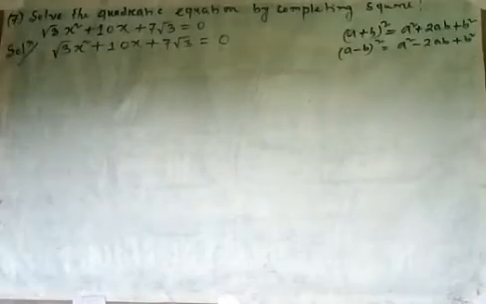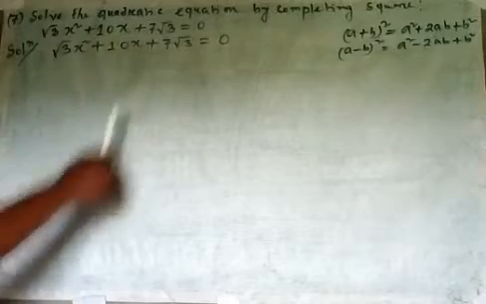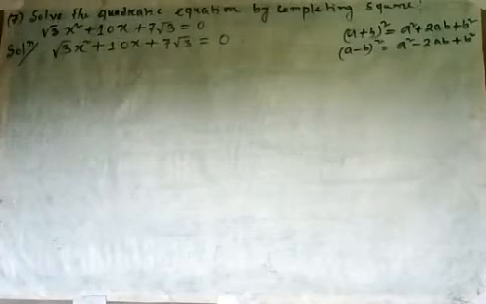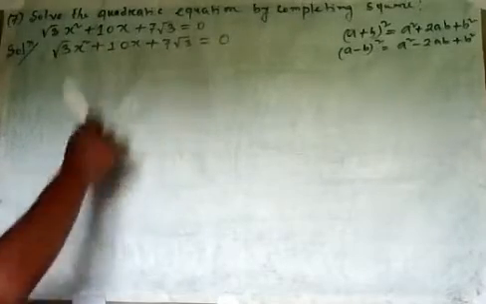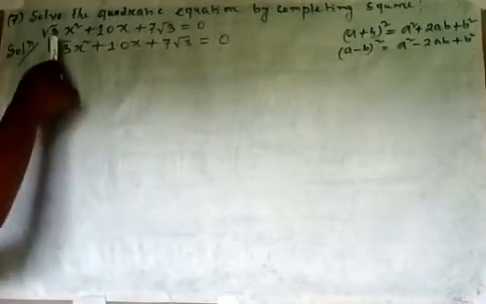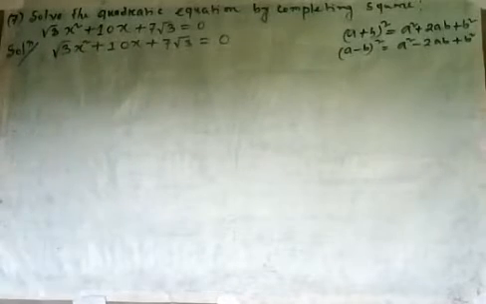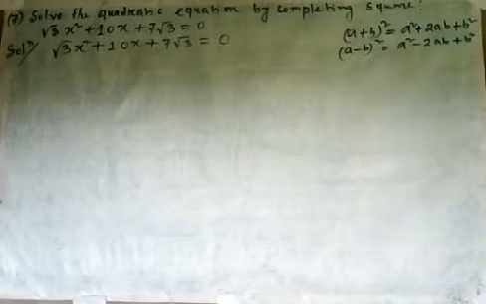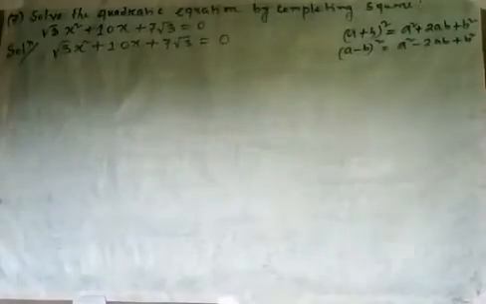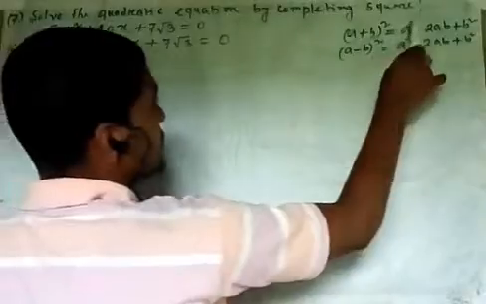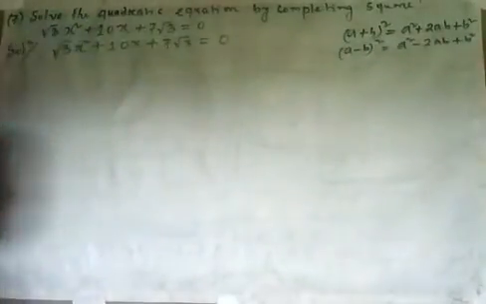In this question we can see root 3x square plus 10x plus 7 root 3. So we have to look at this question. All these are plus symbols. There is no minus symbol. If all these are plus symbols, then we have to think about this a plus b whole square formula. A plus b whole square equal to, what is the formula? A square plus 2ab plus b square.